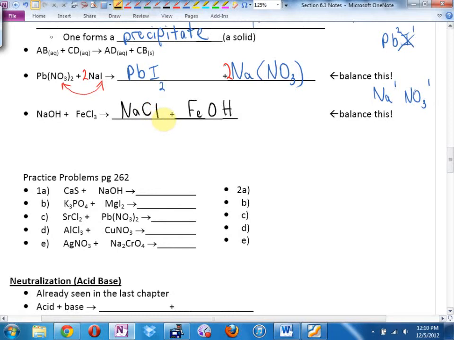But before we balance this, we need to crisscross. Let's double check for NaCl. I think I've seen that one. NaCl is a legal compound. That's salt. Let's double check the FeOH. What's the charge on iron? It's multivalent. What's the most common one? 3. What's the charge on hydroxide? -1. So when I crisscross, I need 3 of those. Is that right?